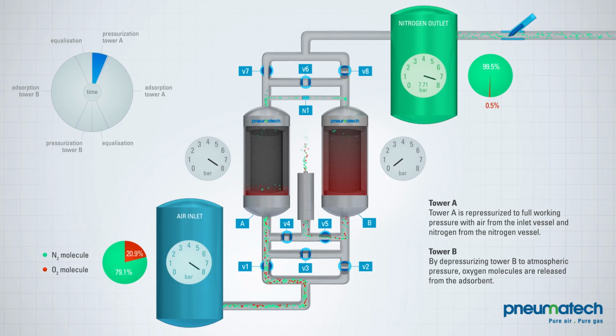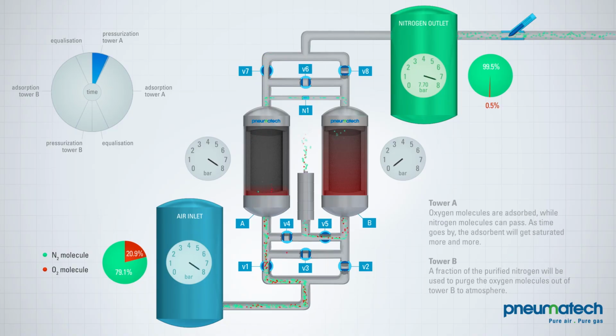While Tower A is pressurized, the pressure in Tower B decreases. This tower also started at 4 bar, but by opening blow-off valve V5, Tower B is connected to the silencer and will go to atmospheric pressure. Due to this pressure relief, the adsorbed oxygen molecules get released from the adsorbent.